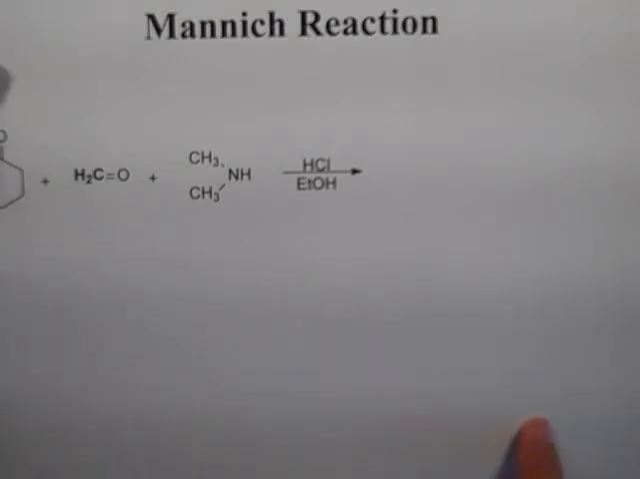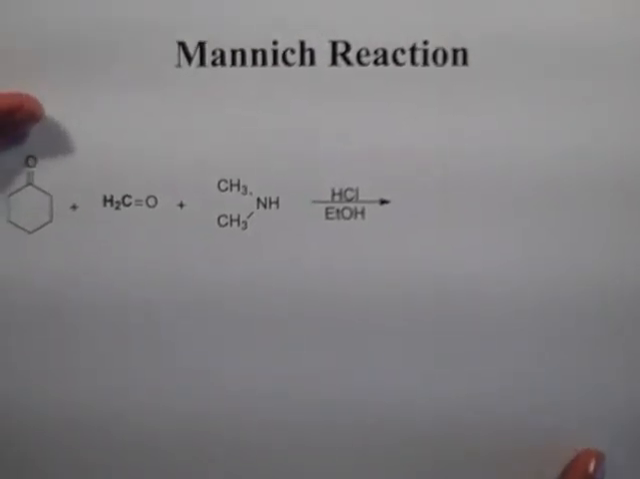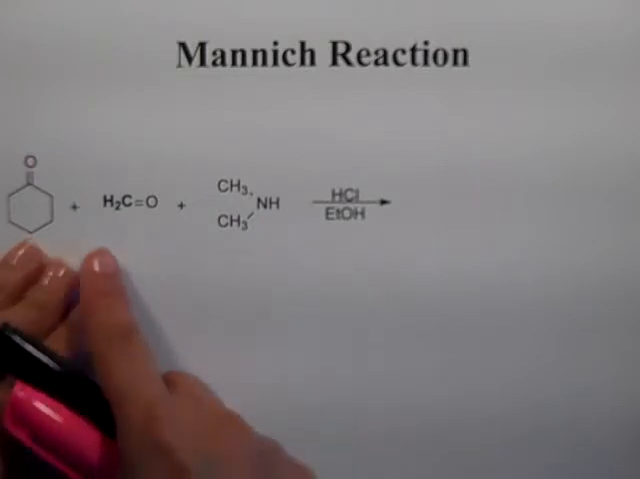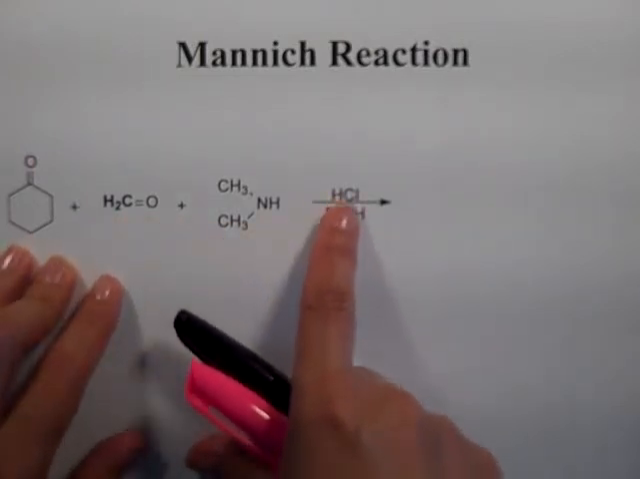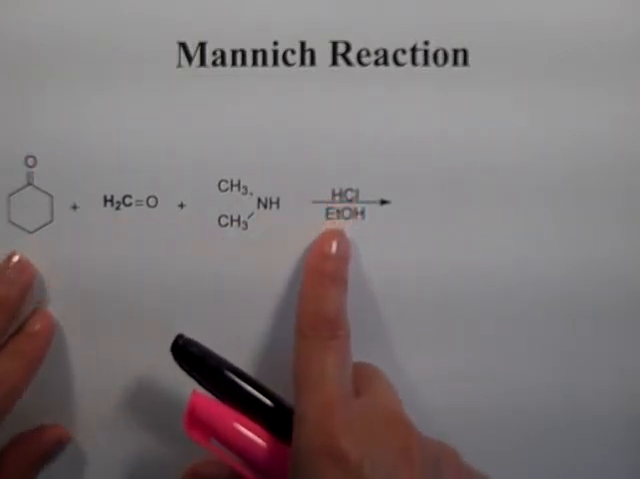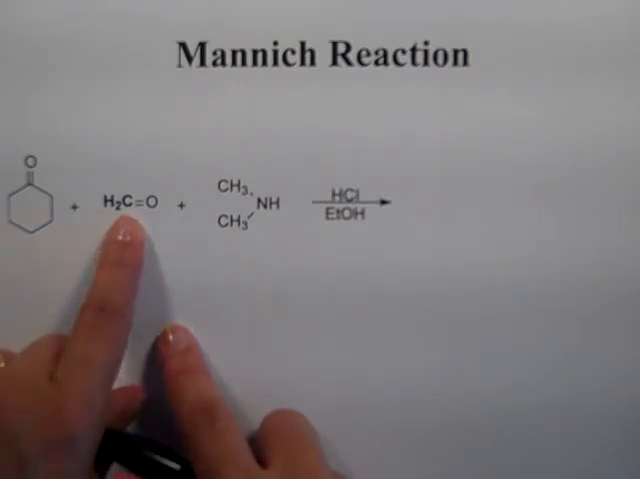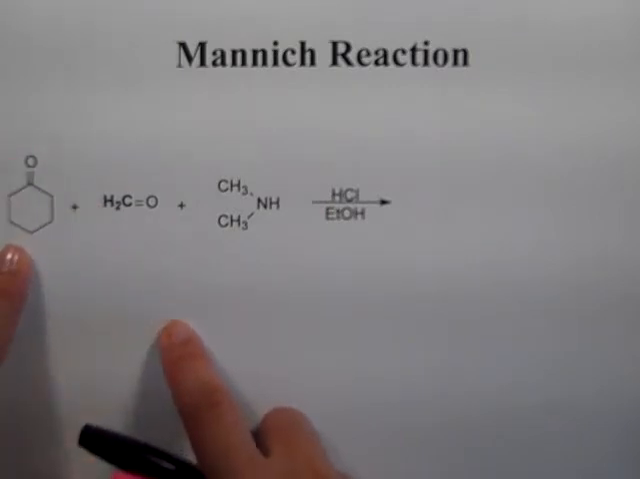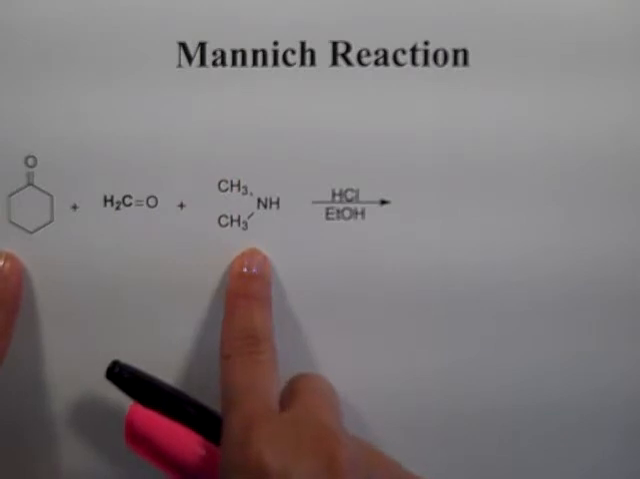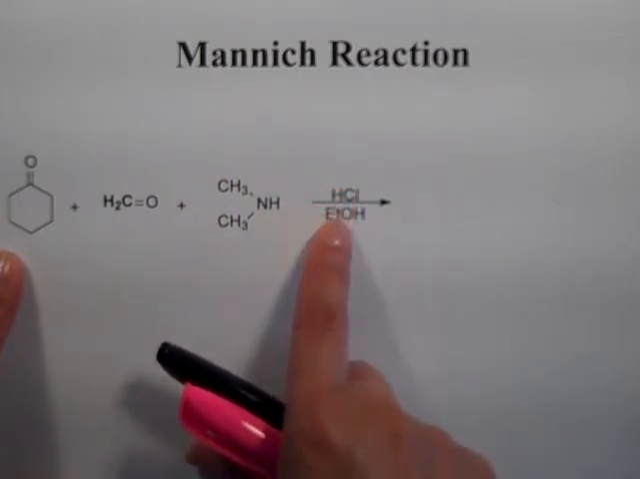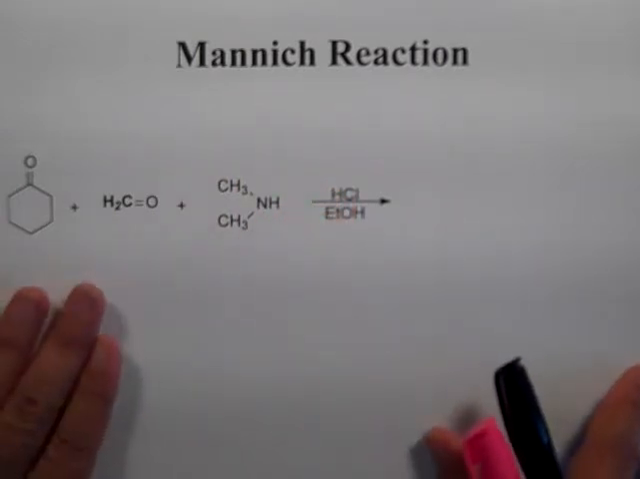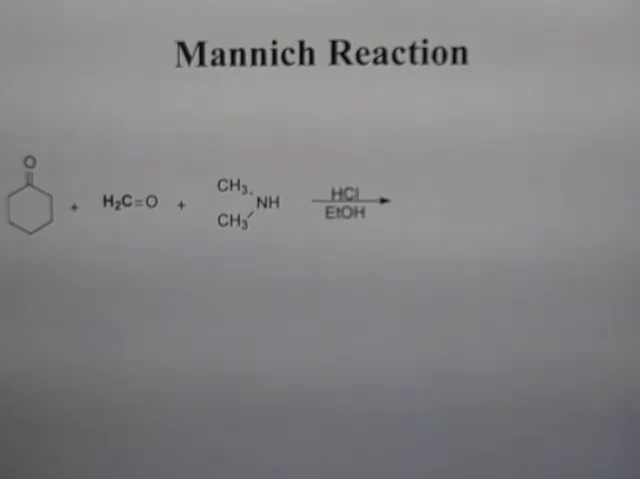The Mannich reaction. Let me bring it down a little bit. All right, I have three things, well, four things. I need the acid. I have four things. I have formaldehyde, I have a ketone, and I have an amine. I also need acidic conditions for this reaction. So what's going to happen, I'm going to do it in colors. I need another color. Let's make it blue.